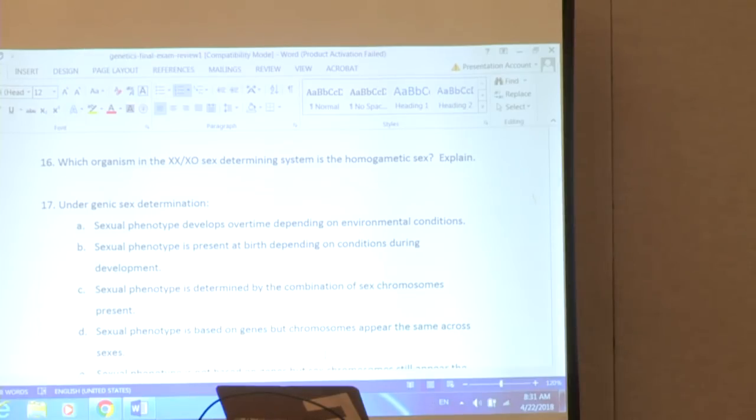So we see the XX/XO system in those types of organisms, right? Insects, grasshoppers, crickets. And in this case, it's a bit different in that sex. So when we're thinking which one is the homogametic sex, we're thinking, all right, which one is producing one type of gamete? And in this case, the females are actually the XO and the males are the XX, right? In this system, it's flipped.